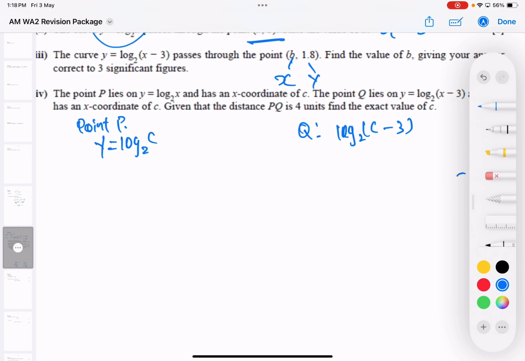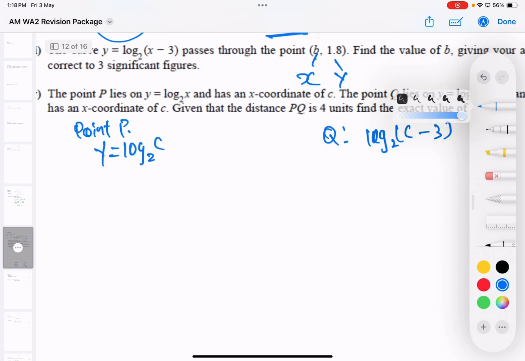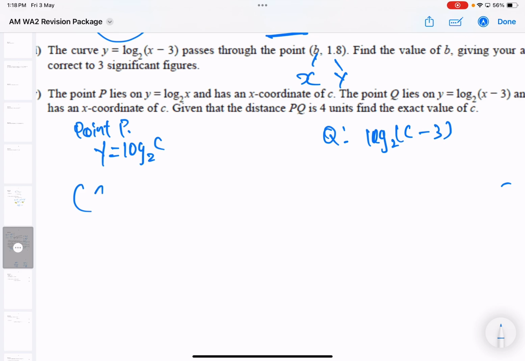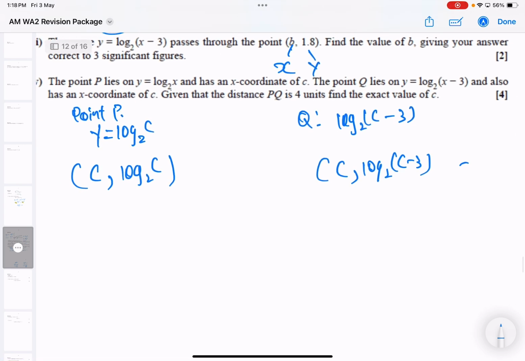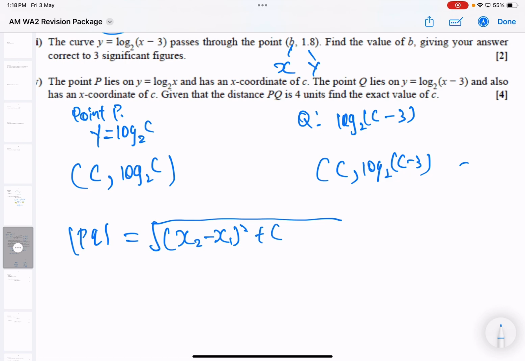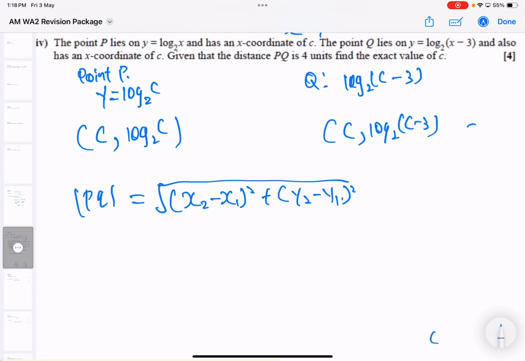So how am I going to do this question? Firstly, I'll help you out. This coordinate over here is actually c comma log base 2 c, correct? This coordinate here is c, log base 2 of c minus 3. Am I right? This is your E-math ready. How do you find the distance PQ? What is the general formula for that? It is the square root of x2 minus x1 squared plus y2 minus y1 squared. Correct? So with this, are you able to do this question?